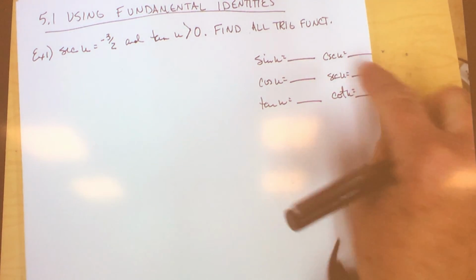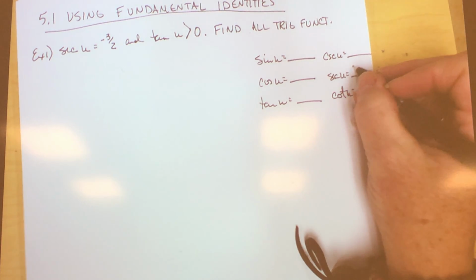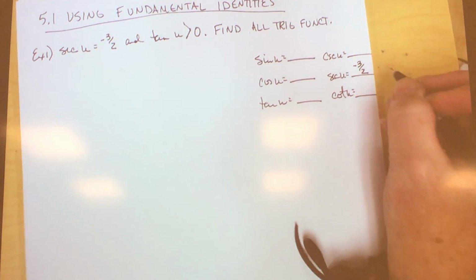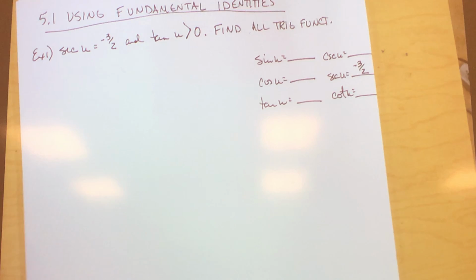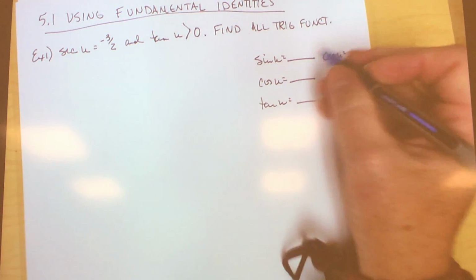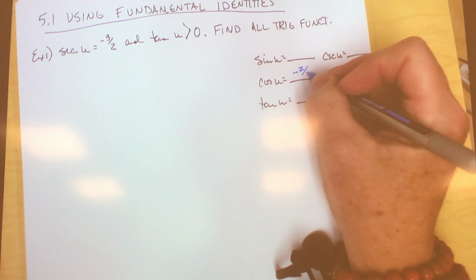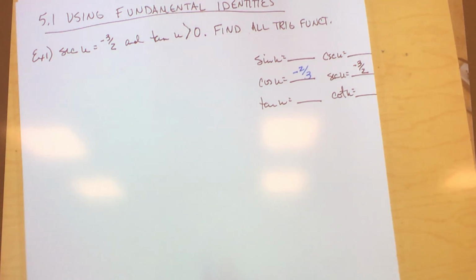The secant of u is equal to -3 halves. They gave me that one. So what else do I know? Cosine. What is it? -2/3. Very good. If you missed that one, shame on you. All right, -2/3. So I have to find all the other ones.